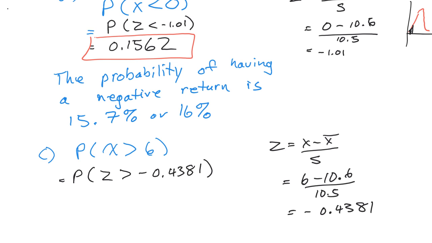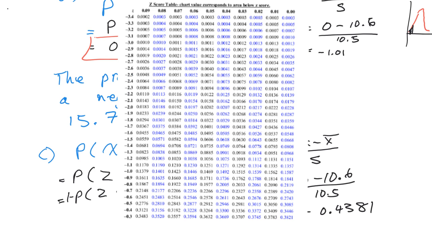And this means that our probability of our Z-score being greater than negative 0.4381. Now, you need to remember that our Z-scores always have to be less than. So we're going to say this is the probability. So this is going to be 1 minus the probability of our Z-score being less than negative 0.4381. And so now we're going to go to our table again.